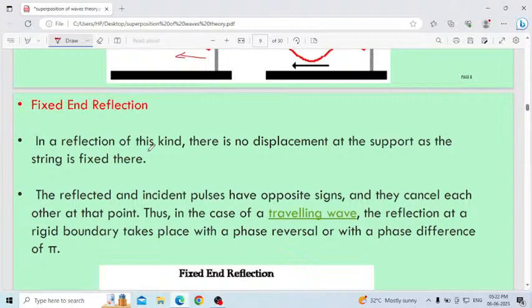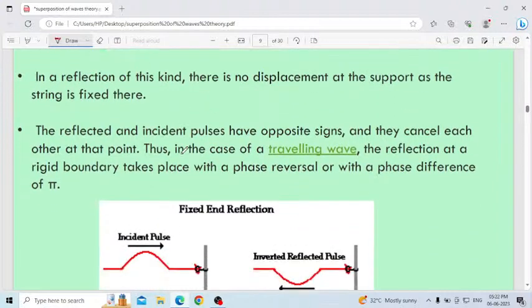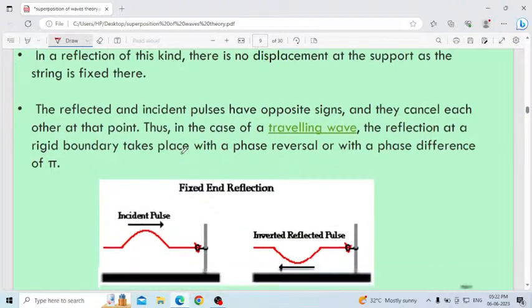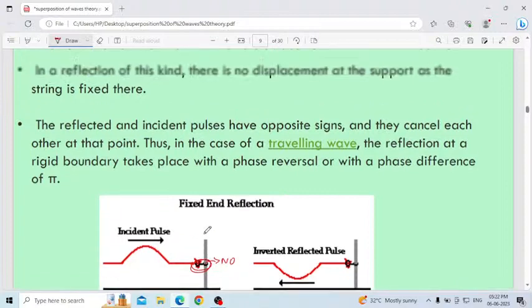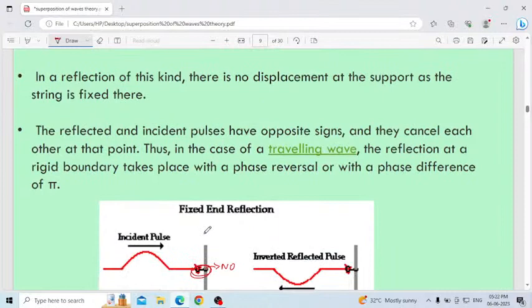In a reflection of this kind, there is no displacement at the support as the string is fixed there. This point will not move at all, it will be fixed. Therefore there is no displacement of the string. The wall will exert an equal and opposite force in the opposite direction, but the string will not move up and down. It will be fixed. There is no displacement of the wave. That is what I mentioned here.